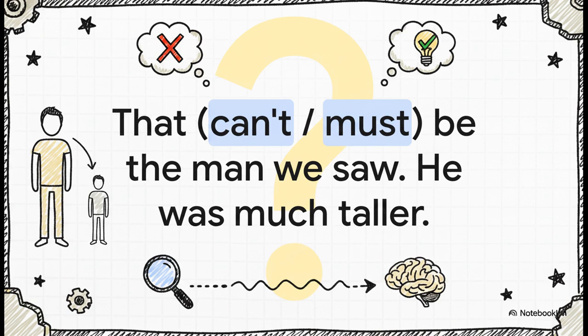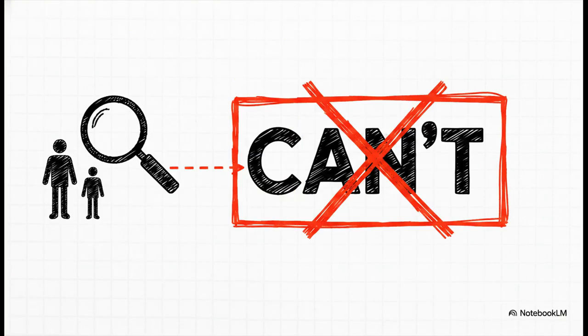"That can't or must be the man we saw yesterday. The man we saw was much taller." This one takes a little bit of logical deduction. Which one makes sense? The answer is "can't."